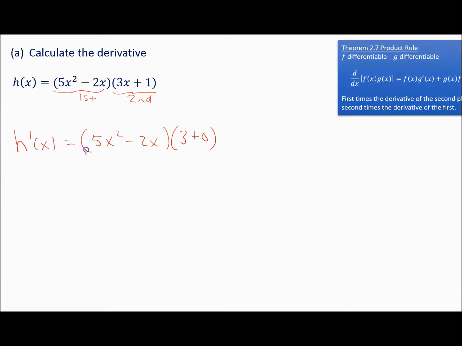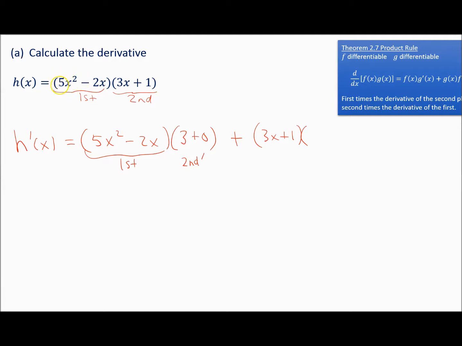So this is, again, reminder, that's first times the derivative of the second. I'm just putting that little slash there to represent derivative. Plus, and now we write the second, 3x plus 1, times the derivative of the first. So what's the derivative of 5x squared minus 2x? Well, let's take a look at 5x squared first. Use the power rule and the constant multiple rule.